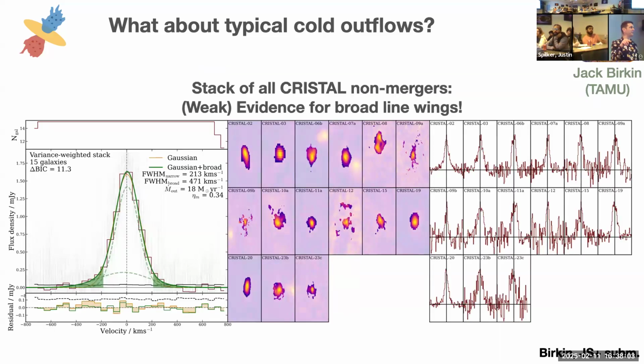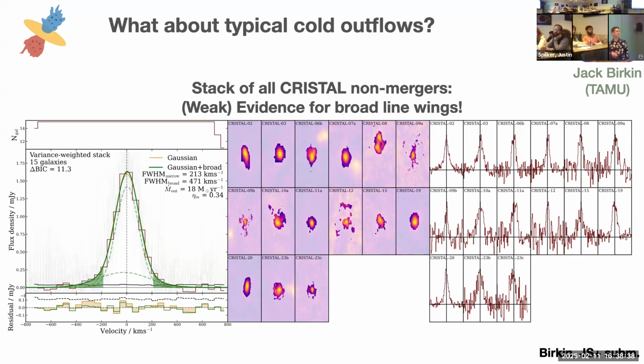This is a stack of all the galaxies that remained, things that were not mergers: individual spectra, images, and then the stack. And so what he did here was basically do one of these statistical tests to fit one Gaussian, fit two Gaussians, and compare the Bayesian evidence between those two. In this case, a broad component is preferred statistically. But you know, it's pretty weak. It's not especially strong. So that was the part that surprised me again, that actually the evidence for these broad wings was not very strong.